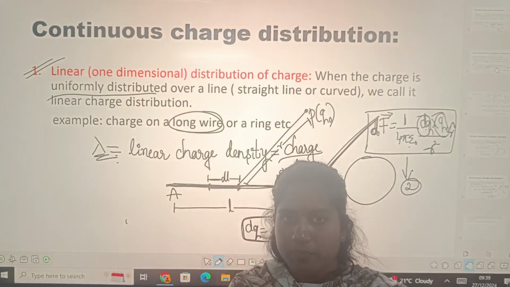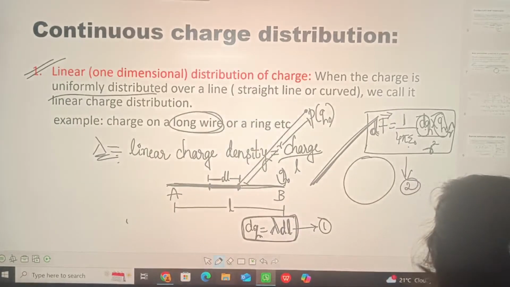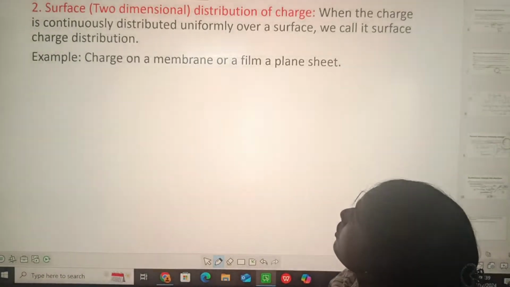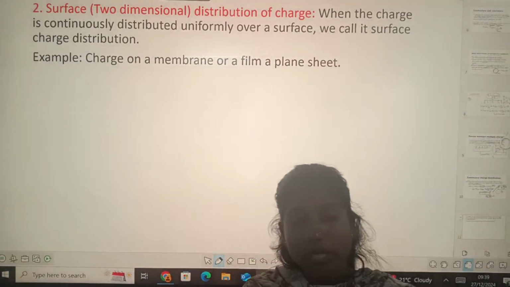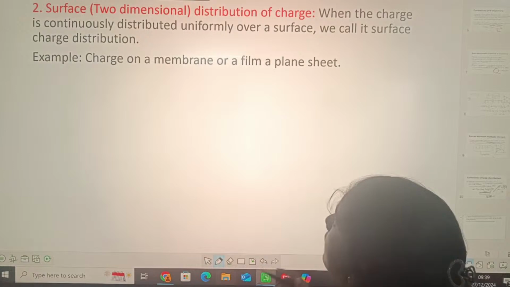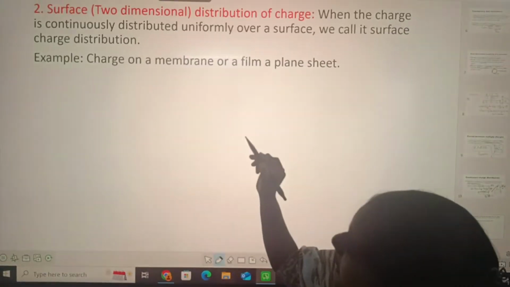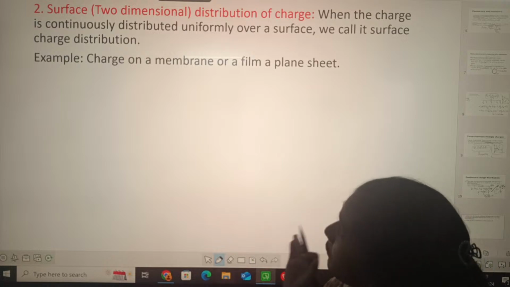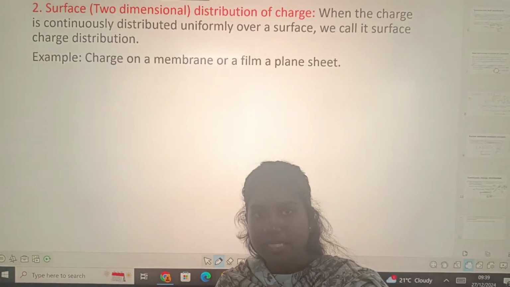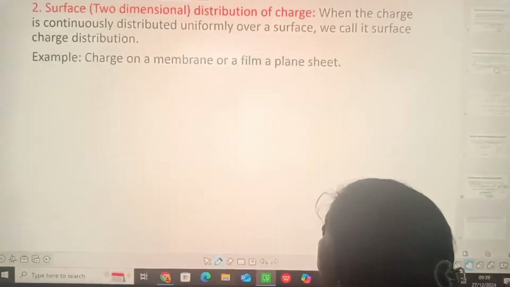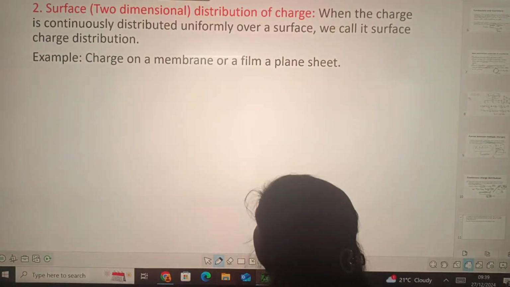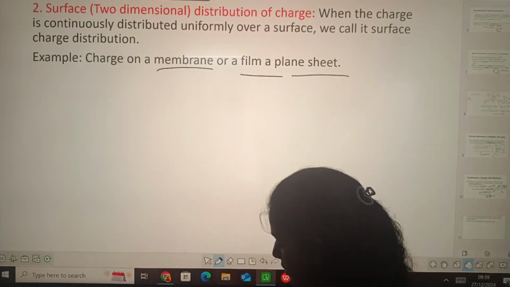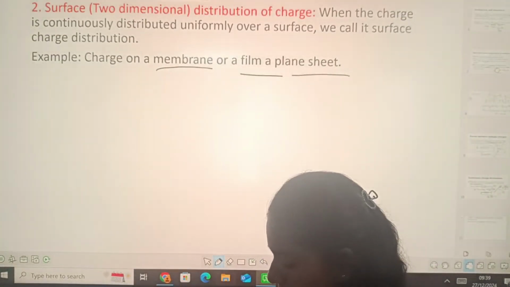In the same way we have to take it for surface distribution of charge. Surface in the sense of two dimensions. When the charge is continuously and uniformly distributed over a surface, we call it surface charge distribution. Examples are charge on a membrane, a film or a plane sheet.